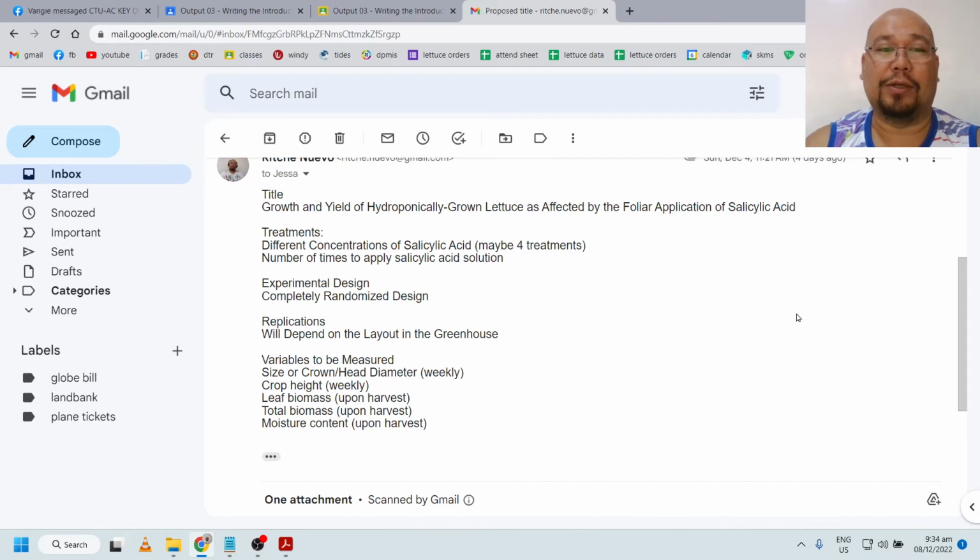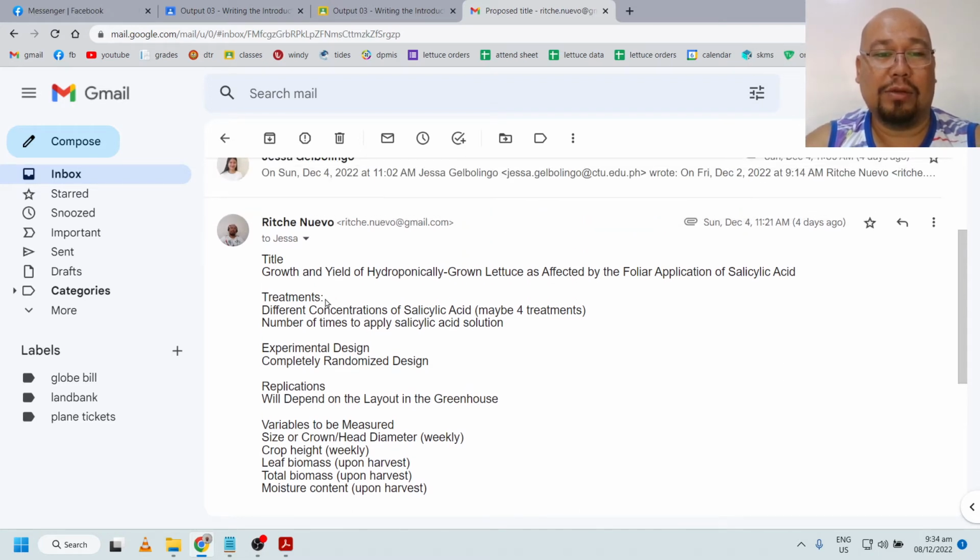Kada mabasa ra siguro na ninyo. Akong i-suggest title, Growth and Yield of Hydroponically Grown Lettuce as Affected by the Foliar Application of Salicylic Acid. So, treatments, you indicate unsa ang treatments ninyo. So, ihatag 4 treatments of different concentrations. In your case, maybe you can use different seaweeds. Pwede na. That will be your treatments.